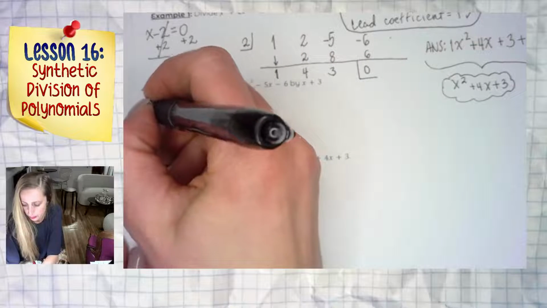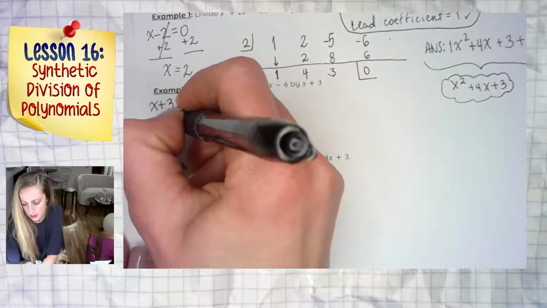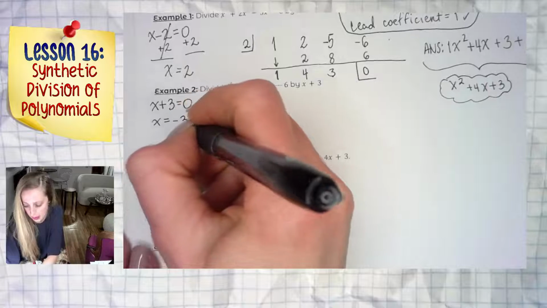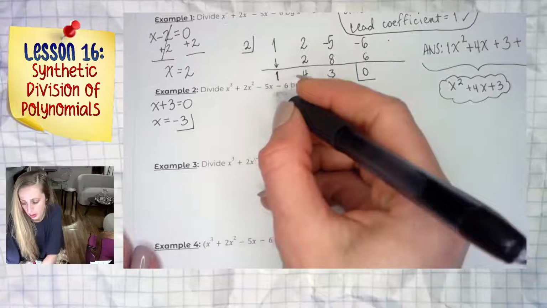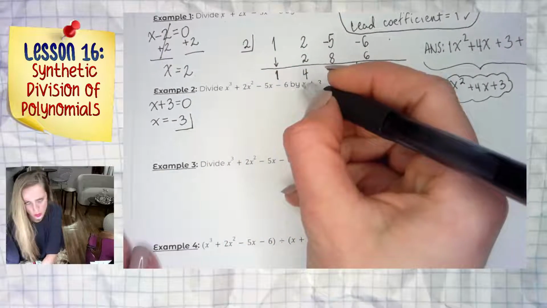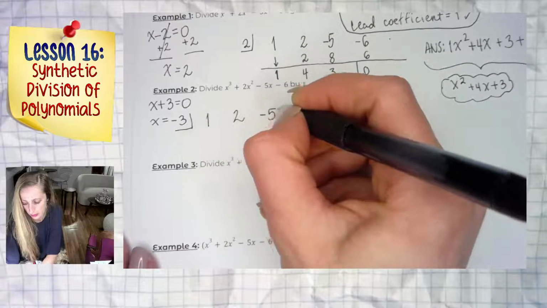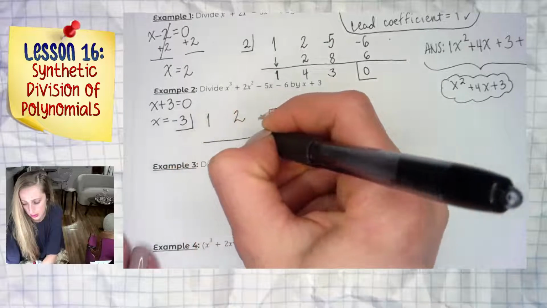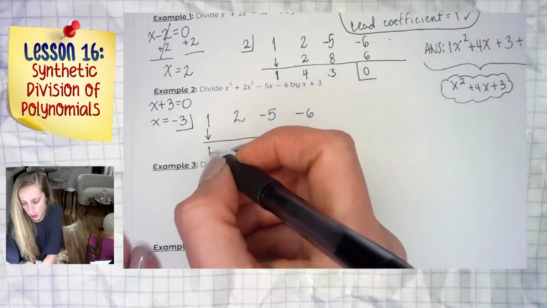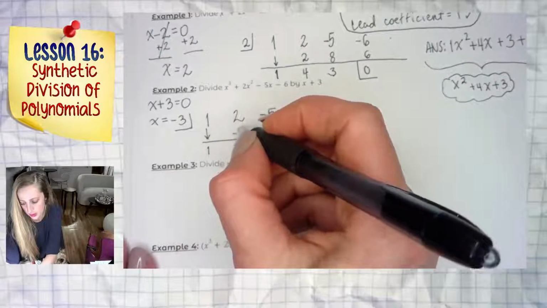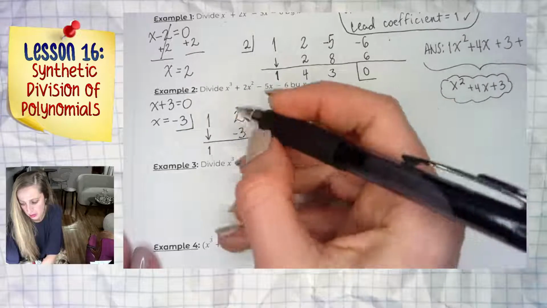here we go. Take the x plus 3, set that equal to 0. That gets us that x equals negative 3. That is going to be my synthetic divisor. This is the same dividend, so I won't need a placeholder. I know that already. 1, 2, negative 5, and negative 6, leaving a line of room. Bring down my first coefficient. New coefficient times the divisor. Add them down.